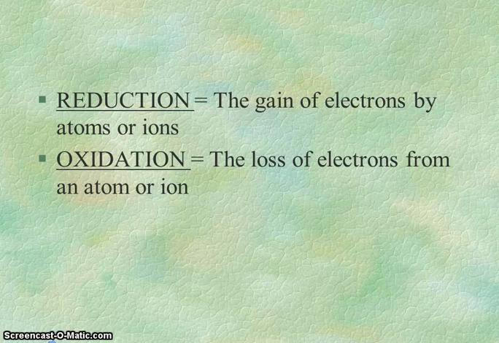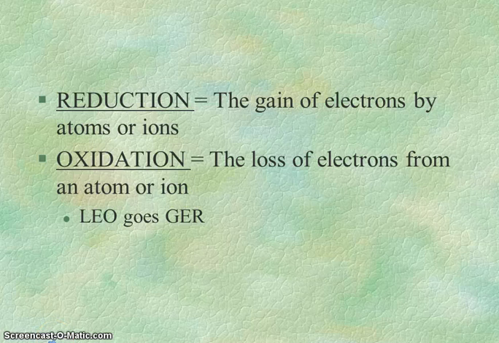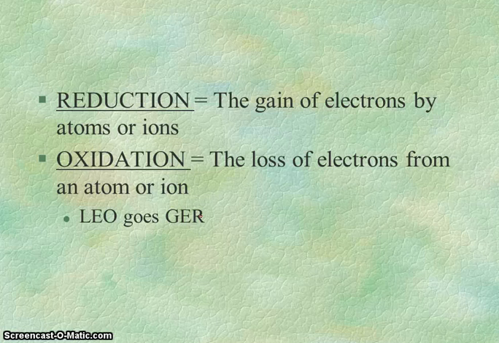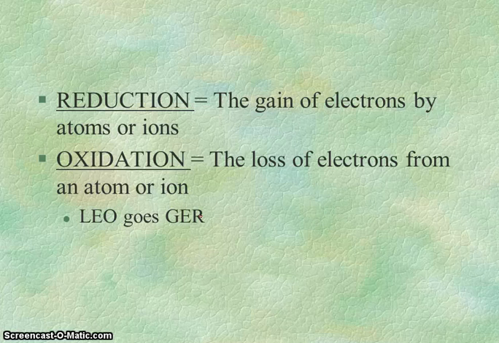Now, a way to remember this, kind of a trick, is LEO goes GER. Lose electrons is oxidation. Gain electrons is reduction. There are other ways to remember redox reactions, but LEO goes GER is a pretty common one. Lose electrons, oxidation. Gain electrons, reduction.